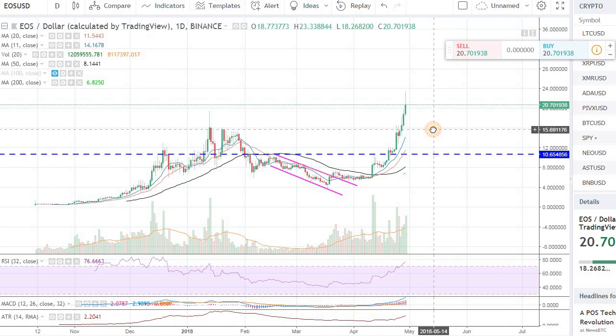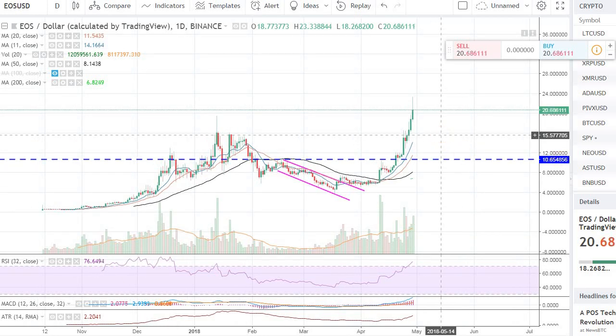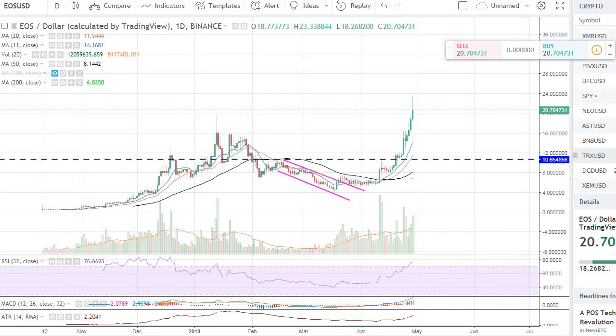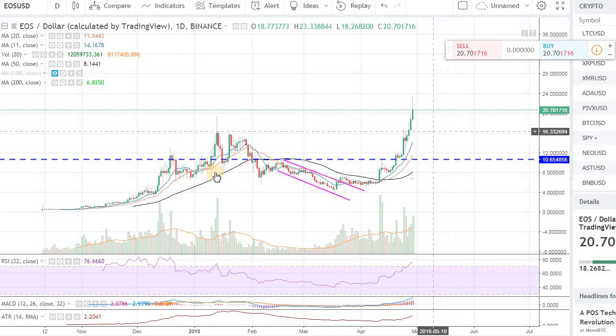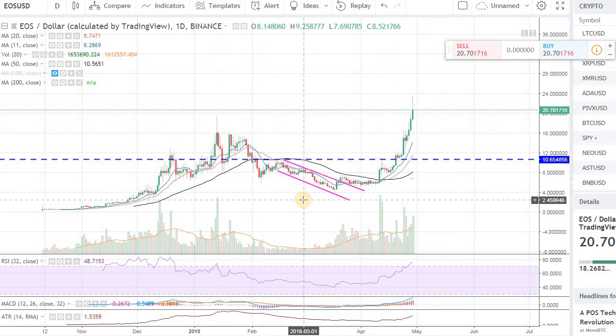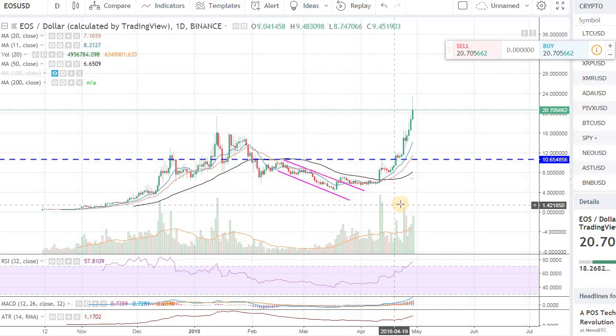There are other coins, in my opinion, that can do much better than EOS. Tron is one of them, and Ripple is another one. I will cover them shortly, but there are some other coins that are consolidating much more nicely right now and are ready for that next breakout.